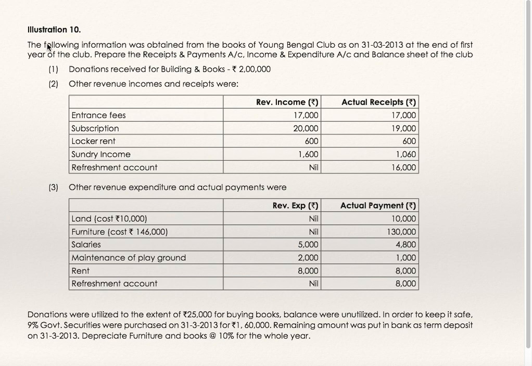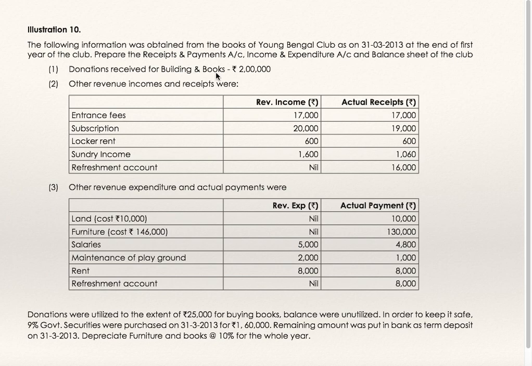Now illustration 10. The following information was obtained from the books of Young Bengal Club as on 31st March 13, at the end of the first year of the club. This is the first year of the club, so in the receipt payment account, you will not get opening balances because this is the first year. Prepare receipt payment account, income expenditure account and balance sheet of the club.